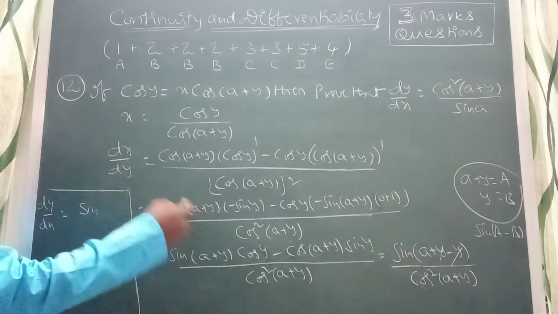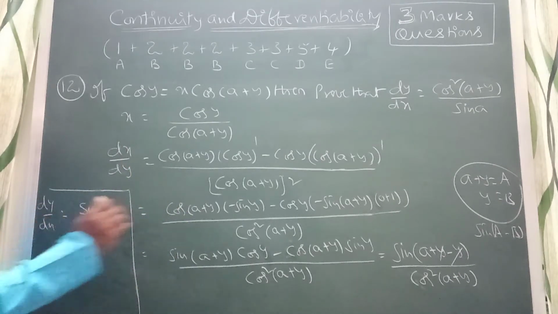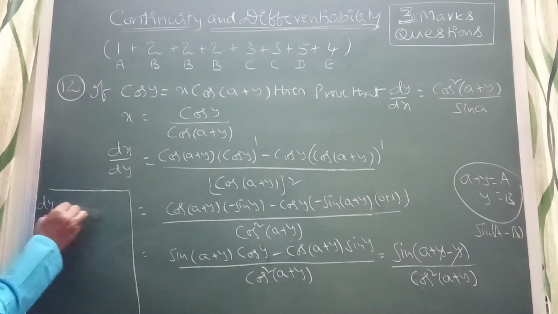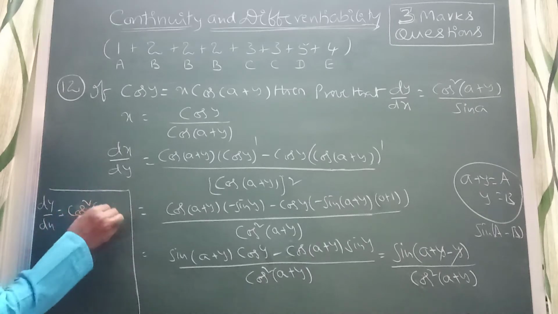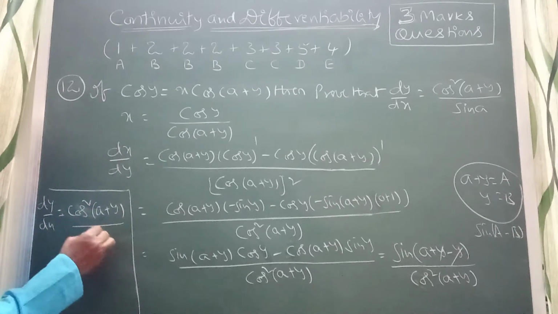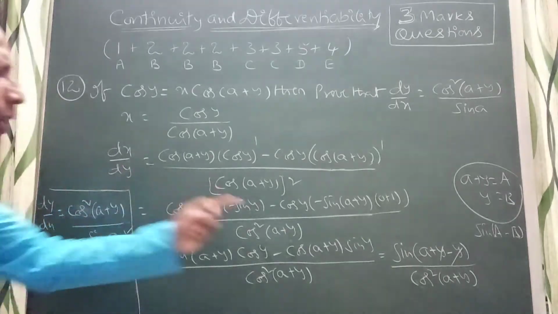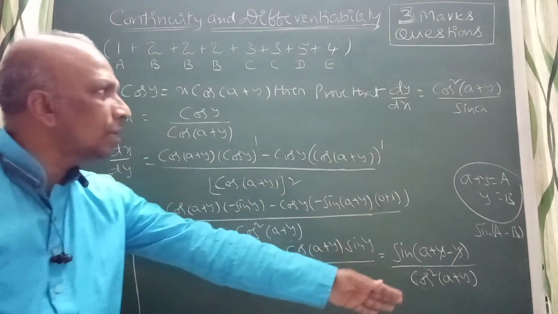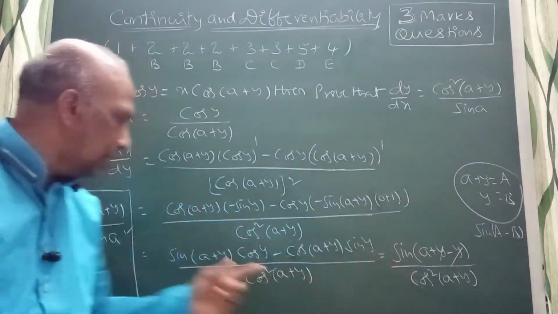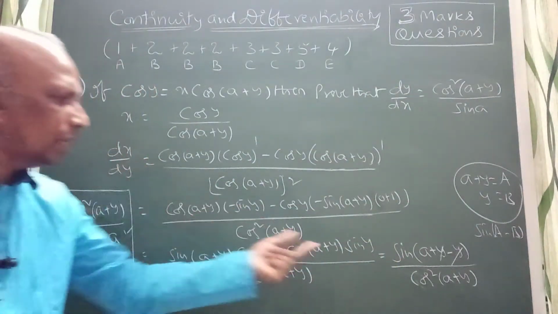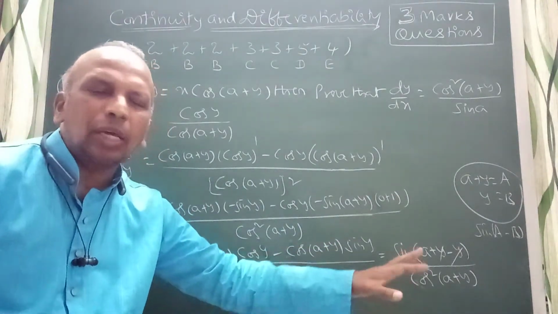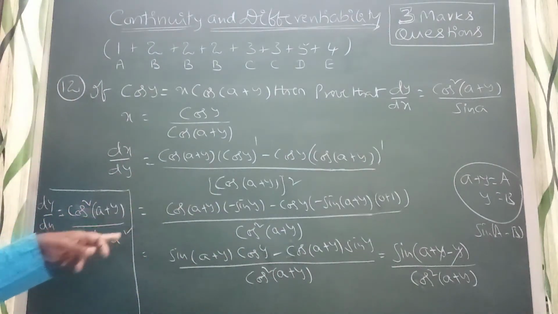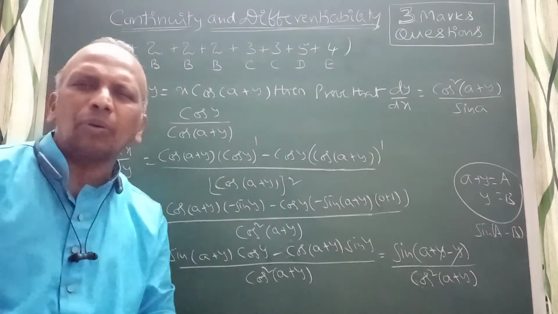sin a by cos square of (a plus y). I want dy by dx, so take the reciprocal on both sides. This is dx by dy equals sin a by cos square of (a plus y). When they ask for dy by dx, the reciprocal of this, you will get cos square of (a plus y) by sin a. Now I will explain the next problem.